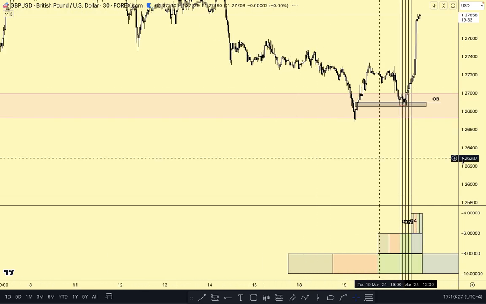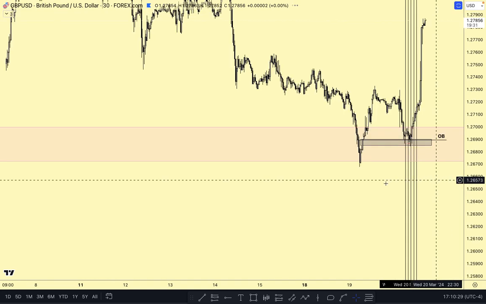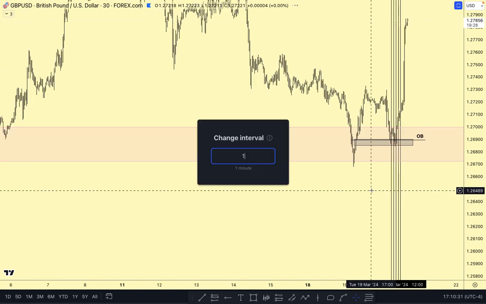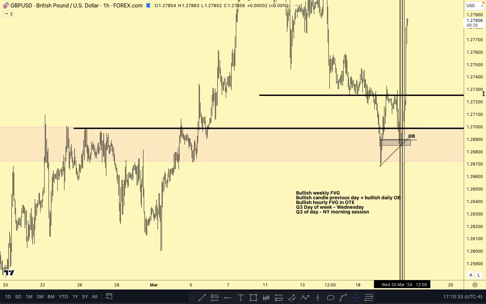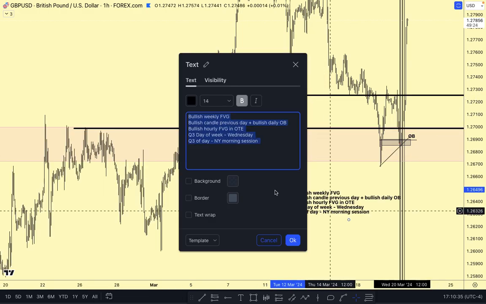So we had a bullish, where's that 1H? So as you can see, we had a bullish power of 3. Session bias was a bullish power of 3.